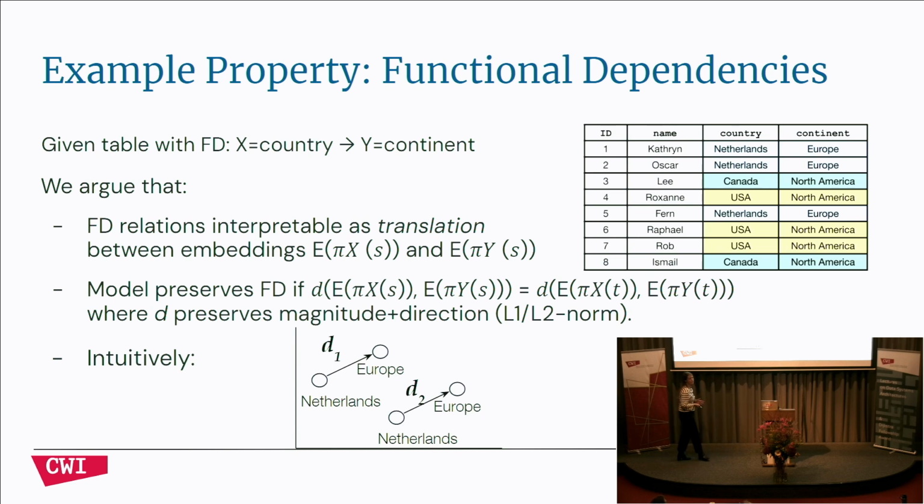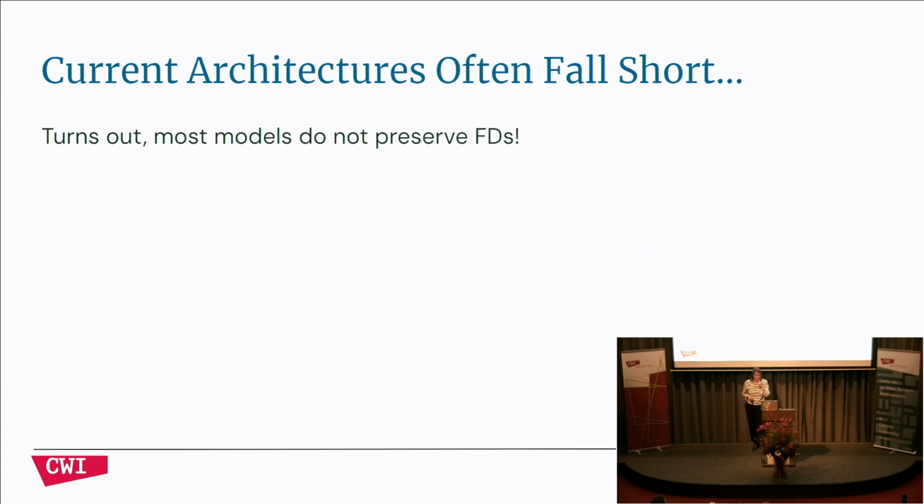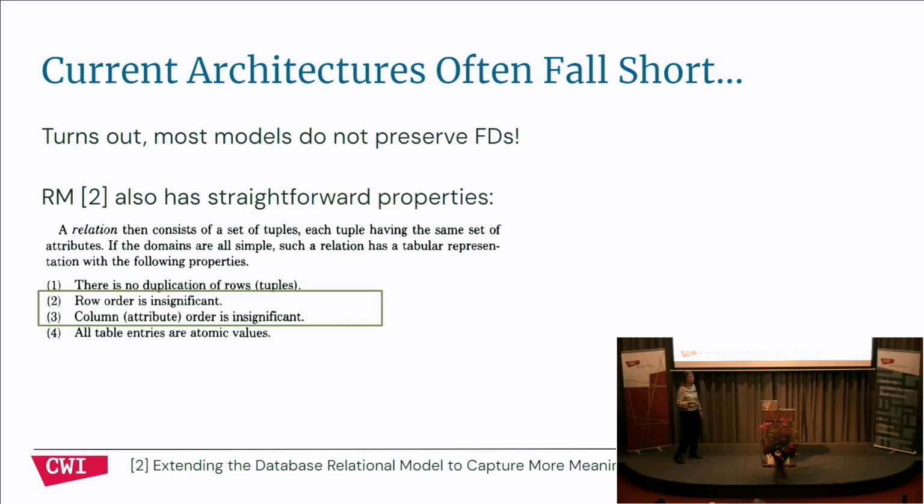So we did that, and now you can just take those distances and calculate the variance there and see if that indeed approaches 0 across different models. Long story short, it turns out that most models actually don't preserve functional dependencies. You can think, is that really bad? Well, it can be helpful for quite some applications to actually preserve that, for example, missing value imputation. So that might be something to look into for the next generation of table LLMs.